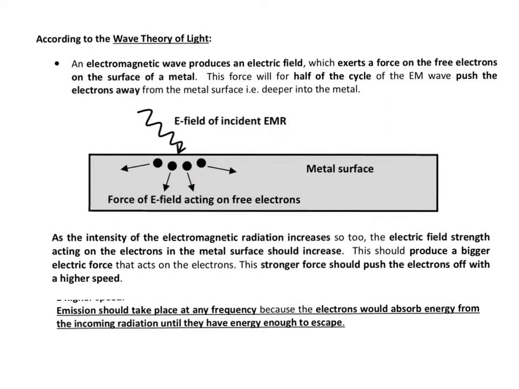Now, as we have seen in the demonstration in the video that precedes this video, that is not the case. Visible light, no matter how intensely you shine it on the surface of the disc of the electroscope, does not eject electrons from the surface. But ultraviolet light, even of a very low intensity, ejects electrons from the metal surface. And this was a massive problem for physicists at the beginning of the 20th century.